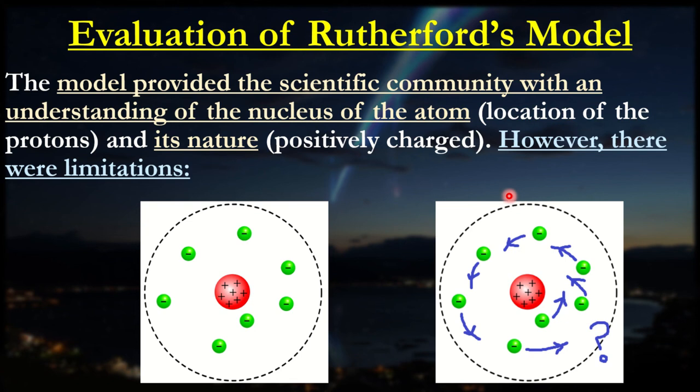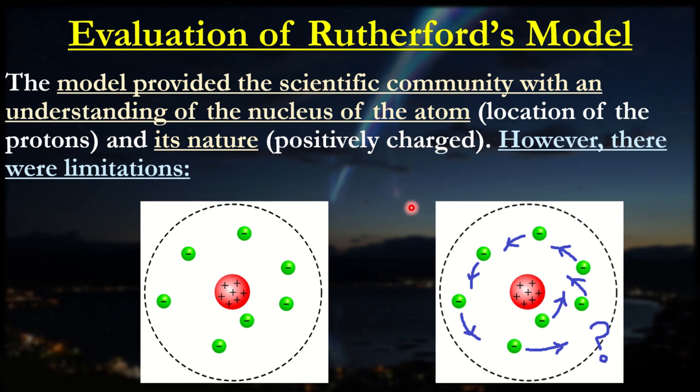Okay, so let's evaluate the model and look at some of the issues and why it eventually got replaced. The first thing is location of the protons, we know. We also know that the nucleus is positive. That's great. So those were the achievements of Rutherford's model. Knowing where the mass was, it was densely packed in this arbitrary center point. And we also know that that nucleus was positively charged.